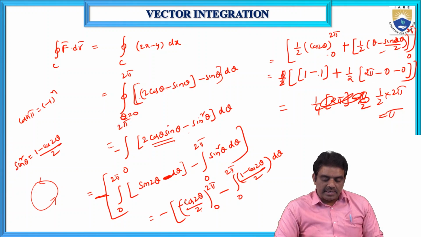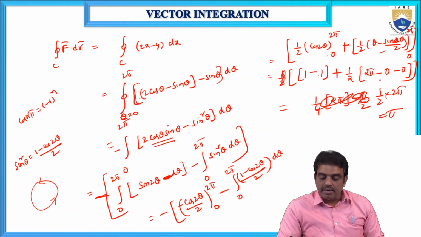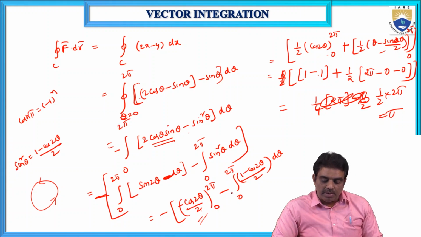So the first integration: minus of minus plus cos 4 pi, that is 1. Lower limit also 1, cos 0 is 1. And 1 by 2 is there. 1 by 2 into 1 minus 1, that is, the entire term is 0. This entire term is 0. Only plus.